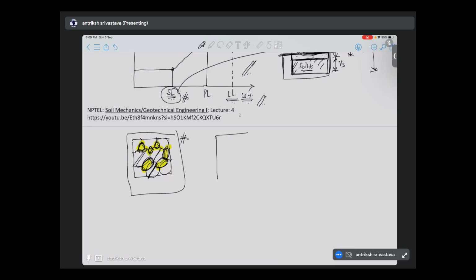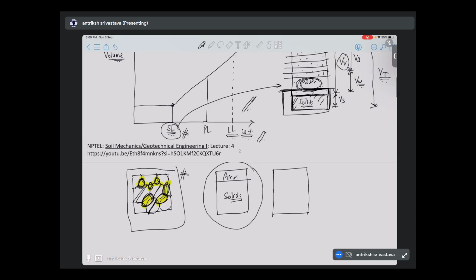So the new diagram, now the two-phase diagram, will be: we have solids here and we have air. This is what we get if we keep on drying it. After getting it out from the oven, we don't stop here. We stop where the water content is zero. We have completely evaporated all the water in the voids. So this is where the three-phase diagram is valid.